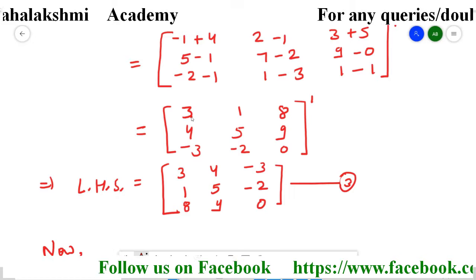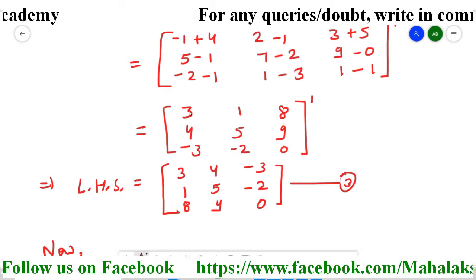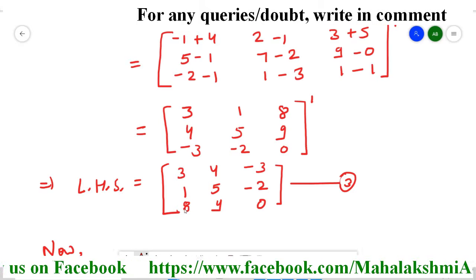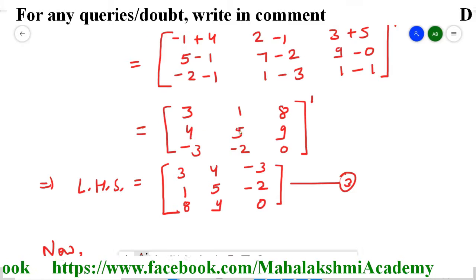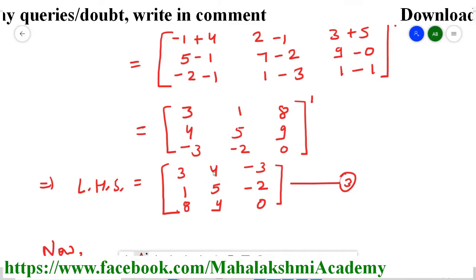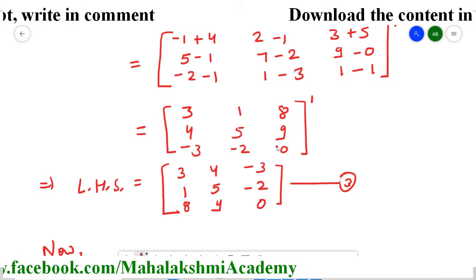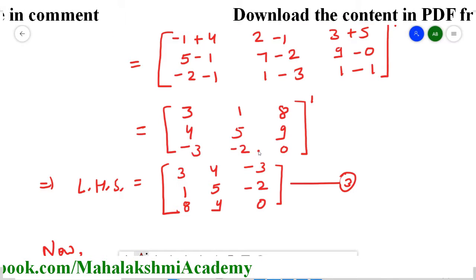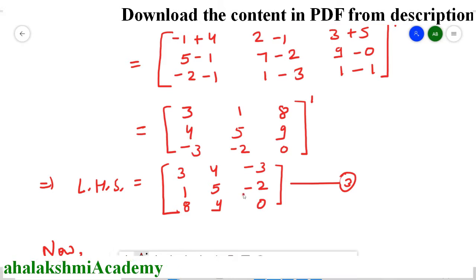In the same way, rows will change to columns. So 3, 1, 8 is the first row, and this 3, 1, 8 is going to be the first column in the resultant transposed matrix. In the same way, 4, 5, 9 is the second row, so it will convert to the second column. Minus 3, minus 2, 0 is the third row, so this is going to be the third column. Like this we obtained our left hand side.